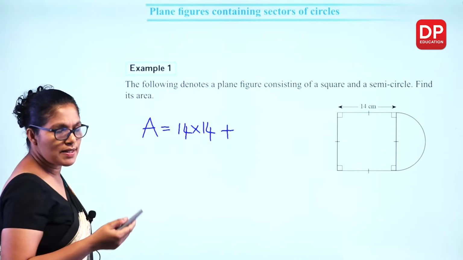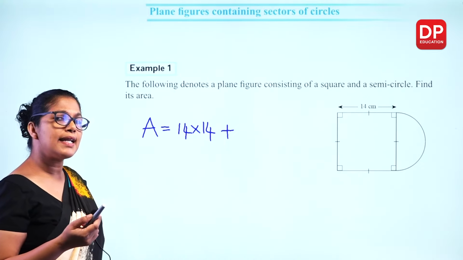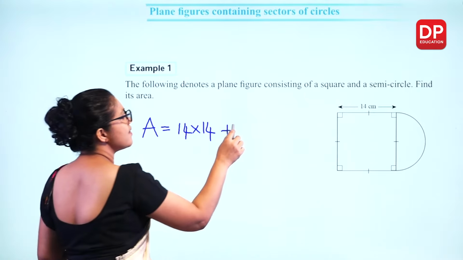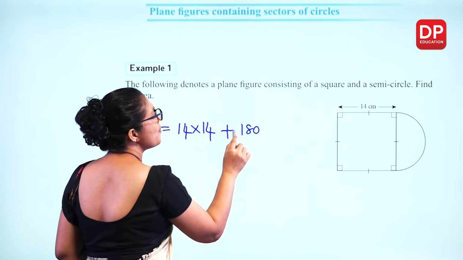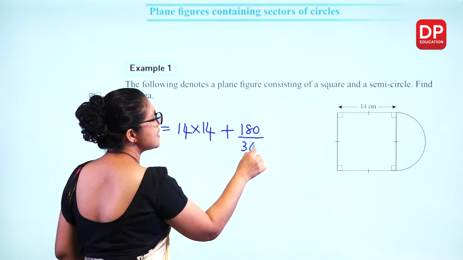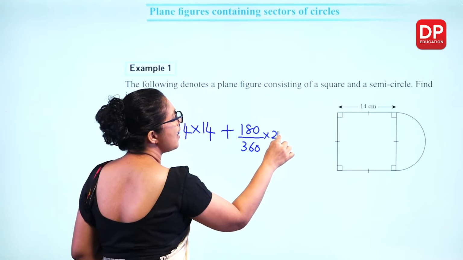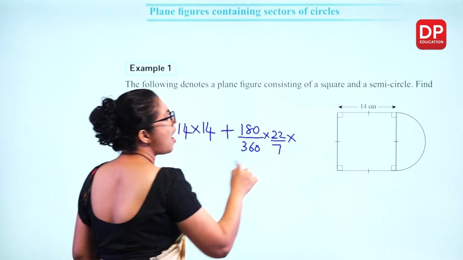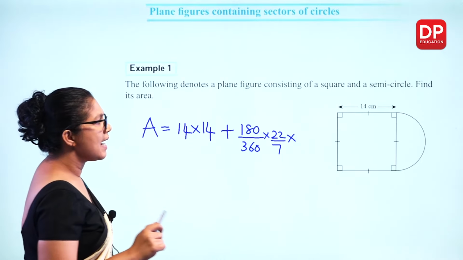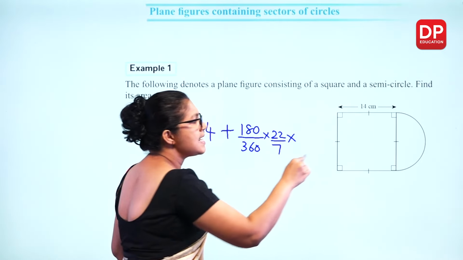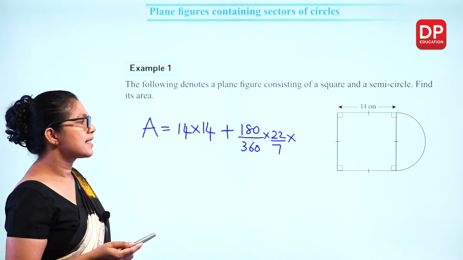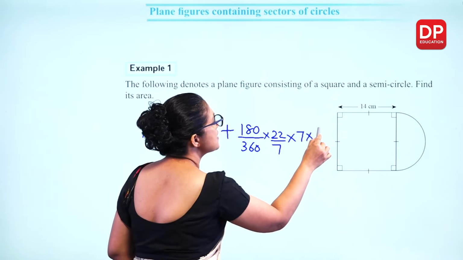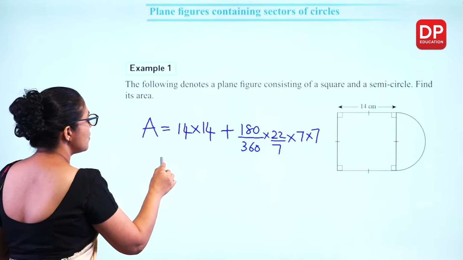So 14 times 14 plus, this is a sector. A semicircle is a sector with the angle at the center 180. So we can write down straight away the formula: angle divided by 360 into pi. Pi I can take 22 over 7 into r squared. Now what is r there? This 14 is the diameter of the circle. So divide by 2 you get 7. So 7 times 7.